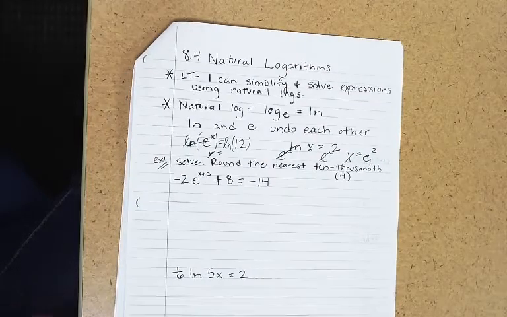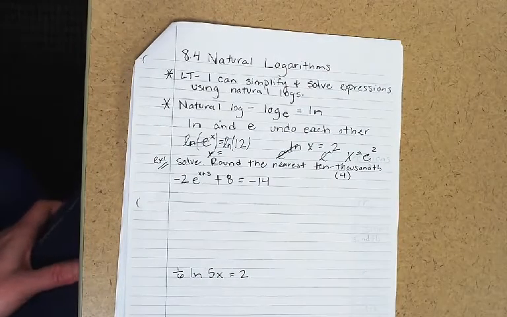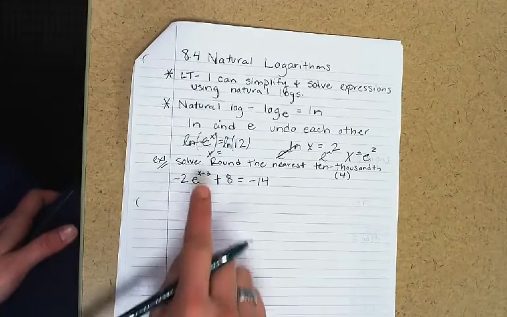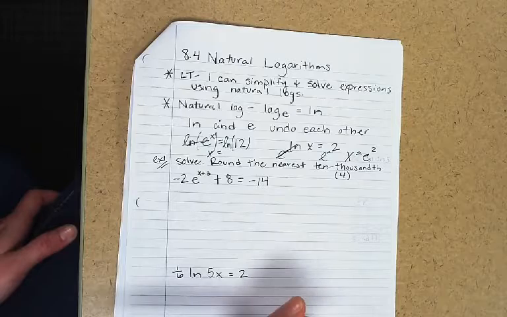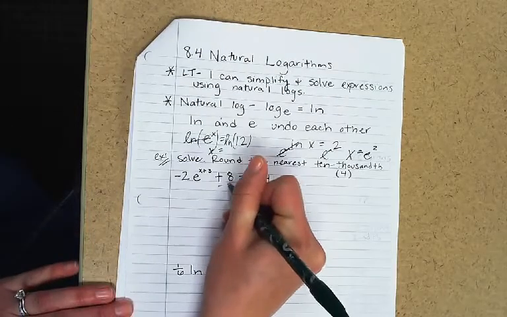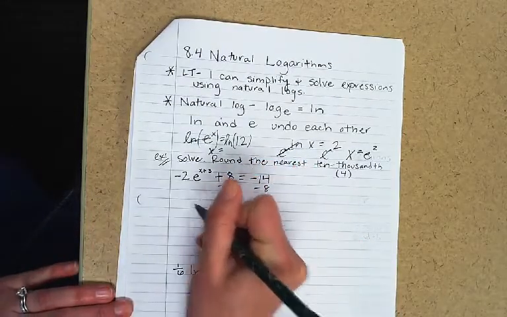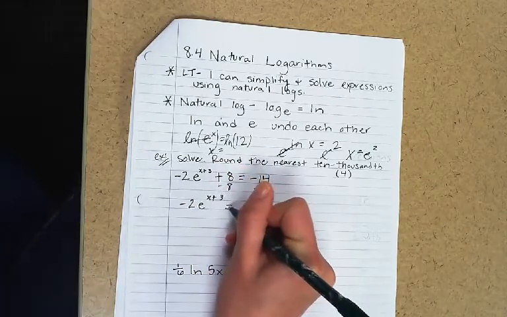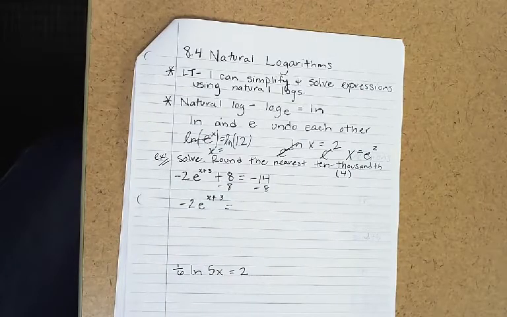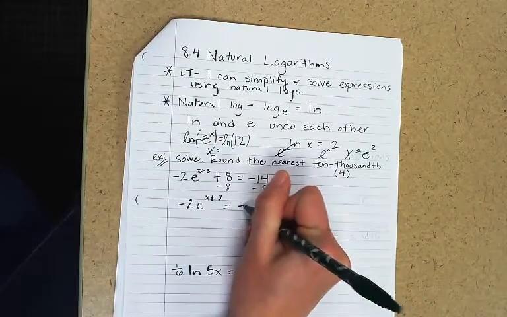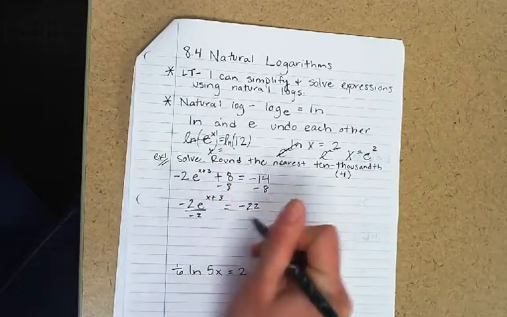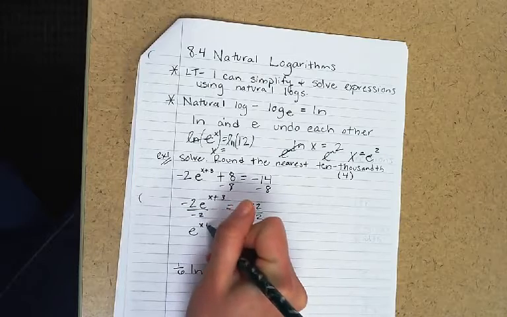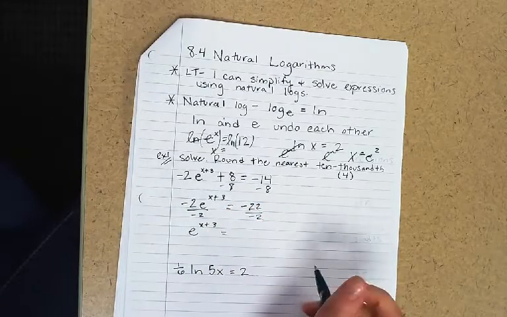Okay, so for example 1, it says to solve and round to the nearest 10,000th. So that's 4 decimal places. Before we can get to the x that's up here in the exponent, you have to get rid of everything that's around it. So first, I would start off by subtracting 8. So then we have negative 2e to the power of x plus 3 equals negative 22. Then we're going to divide both sides by negative 2. Got to get rid of that.